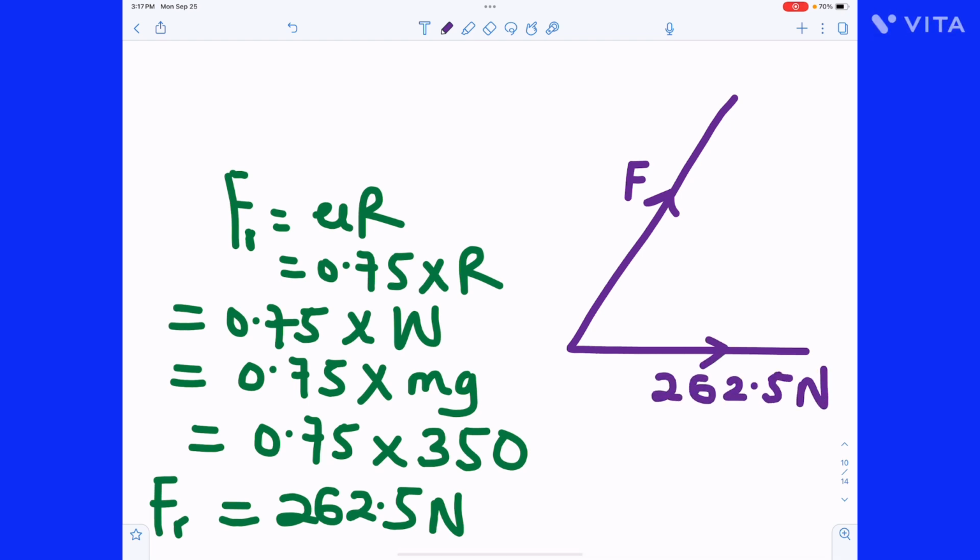262.5 newtons at 30 degrees to the horizontal. What force F applied at 30 degrees to the horizontal will give the horizontal component P, which will be equal to what? 262.5. Let's do that together.